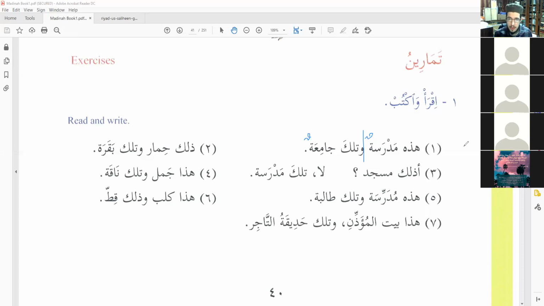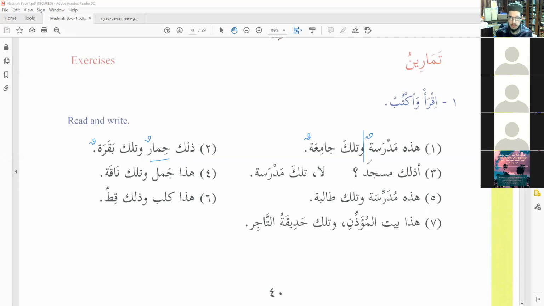Good. Number 2, Brother Muhammad Mu'tasim. ذلك مسجد. Oh, number 2 is over here to the left. Sorry. تلك حمار وتلك بقرة. Very good. ذلك حمار, that is a donkey, male. وتلك بقرة, and that is a heifer, a cow, female.